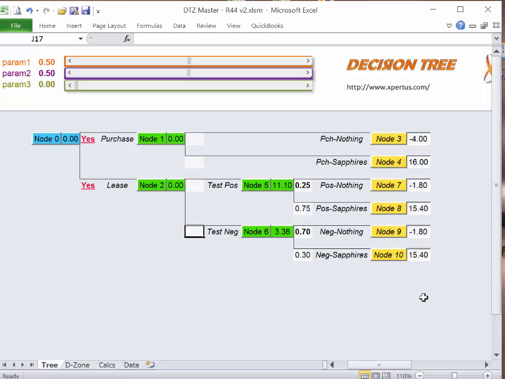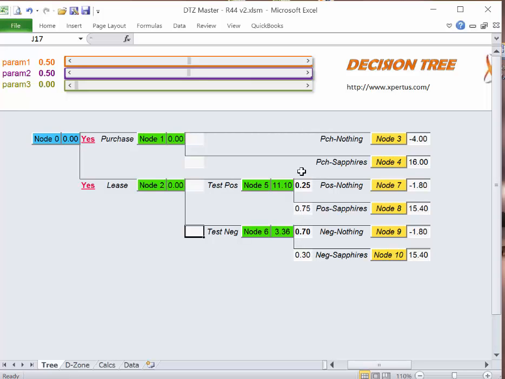Here we have the Excel model of this decision tree. As you can see, we have the purchase option and the lease option. And if you purchase, you could run into nothing or find sapphires. Or in the case of leasing, the test could be positive or negative. We can study the probability of any of these events happening.